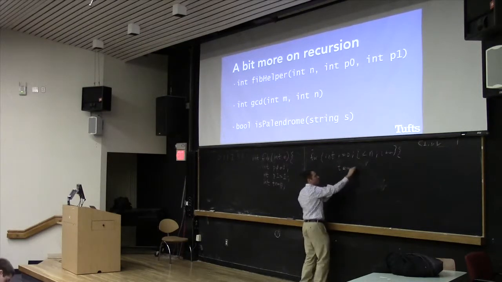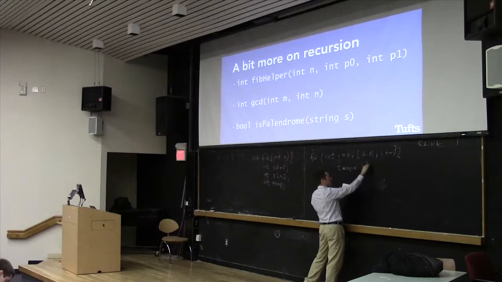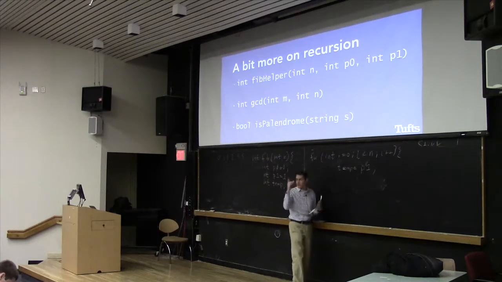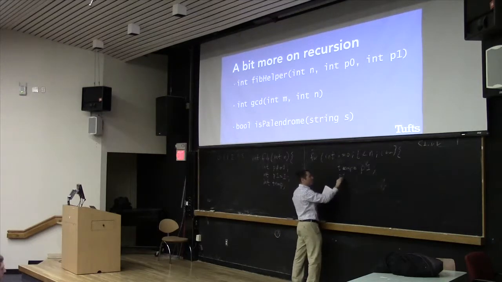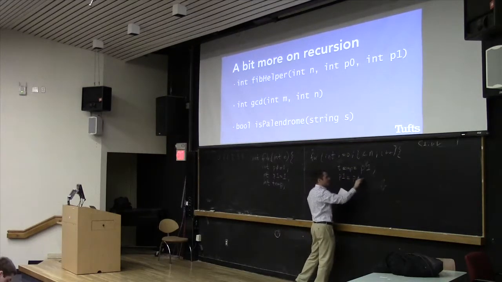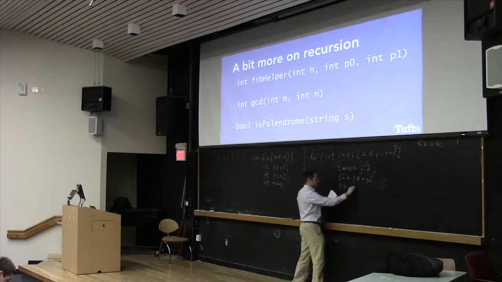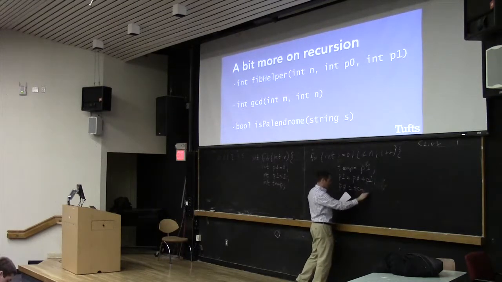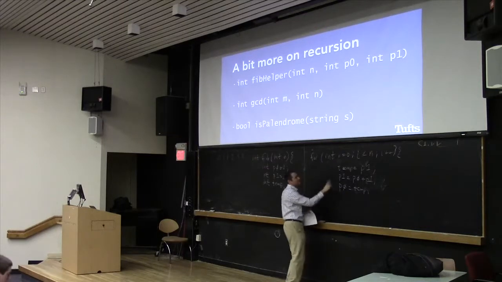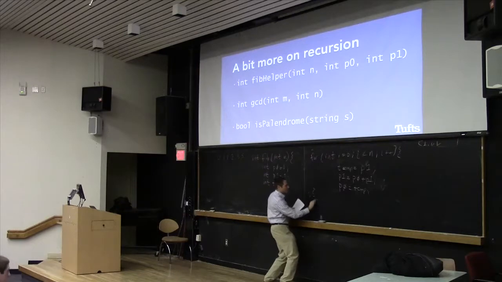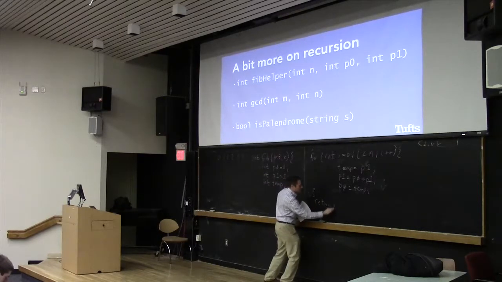Temp equals P1. I need to store that because we're going to use it in a second. You can do this in some other order if you want. P1 equals P0 plus P1. And then P0 equals temp. Right? When we get done with that for loop, we're going to be at the Fibonacci number that we want. So we return P1. Okay?